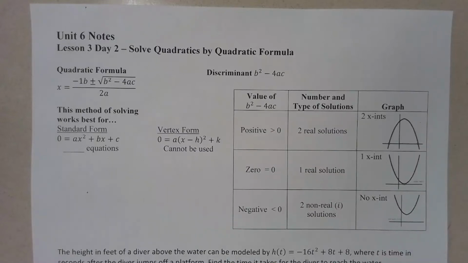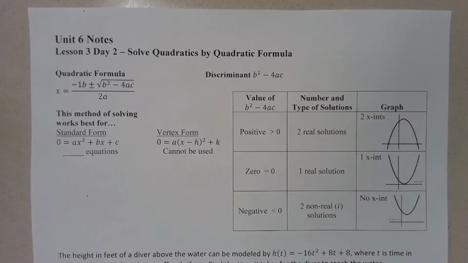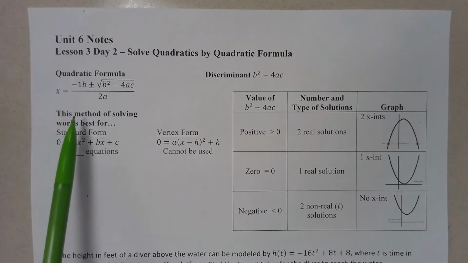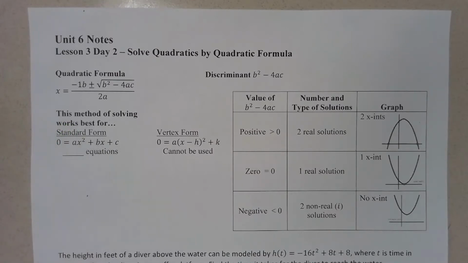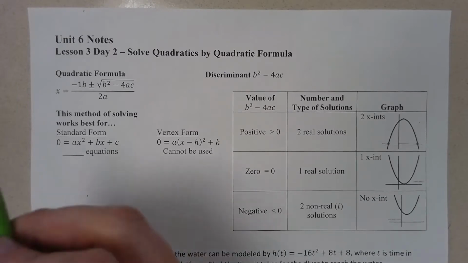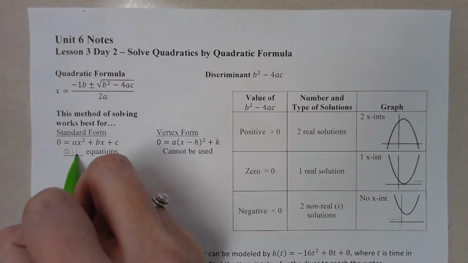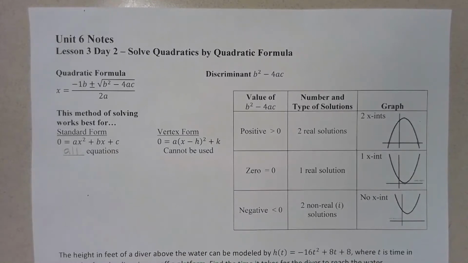In this lesson, you will learn to solve quadratic equations using the quadratic formula. The quadratic formula is negative b plus or minus the square root of b squared minus 4ac all over 2a. This method of solving works best for equations in standard form, actually all of those types of equations. For equations in vertex form, this method cannot be used.